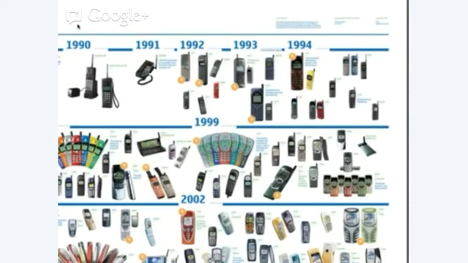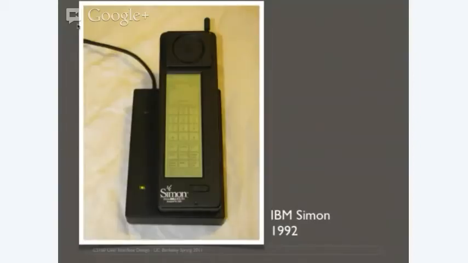So when do you think the first touchscreen phone was introduced to the market? I hear mid-90s. Other guesses? 80s. No, it took a little longer. The very first touchscreen phone was the IBM Simon. It was marketed in 1992.